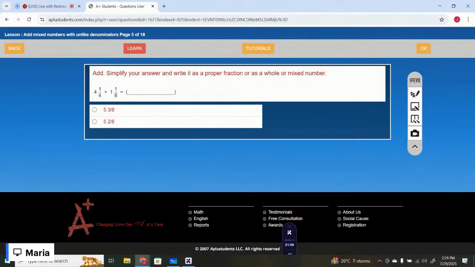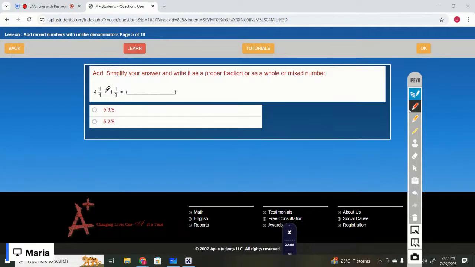Four whole 1 by 4 plus 1 whole 1 by 8. So we need to multiply this fraction by 2. 4 times 2 is 8, 1 times 2 is 2, 4 times 2 is 8. Plus 1 whole 1 over 8. So 4 plus 1 is 5. 5 whole 3 by 8.